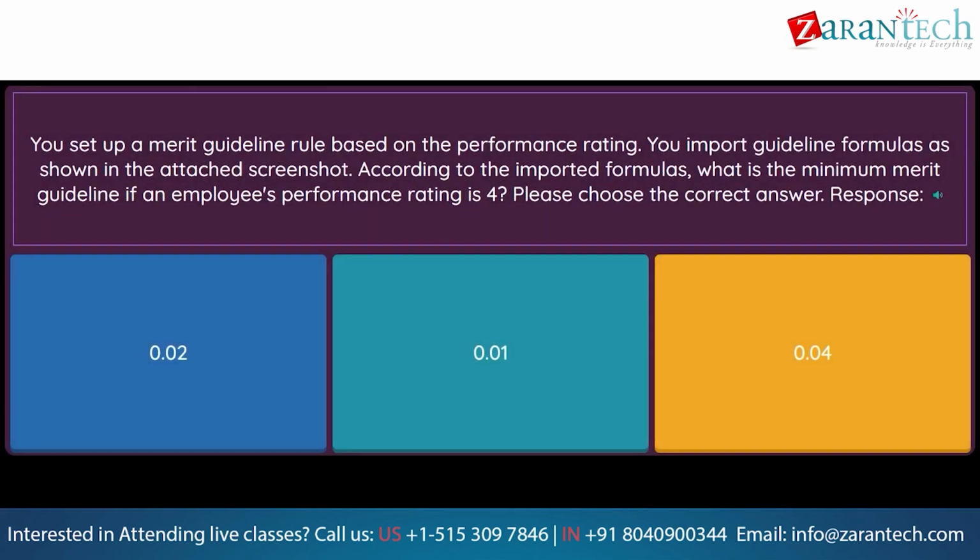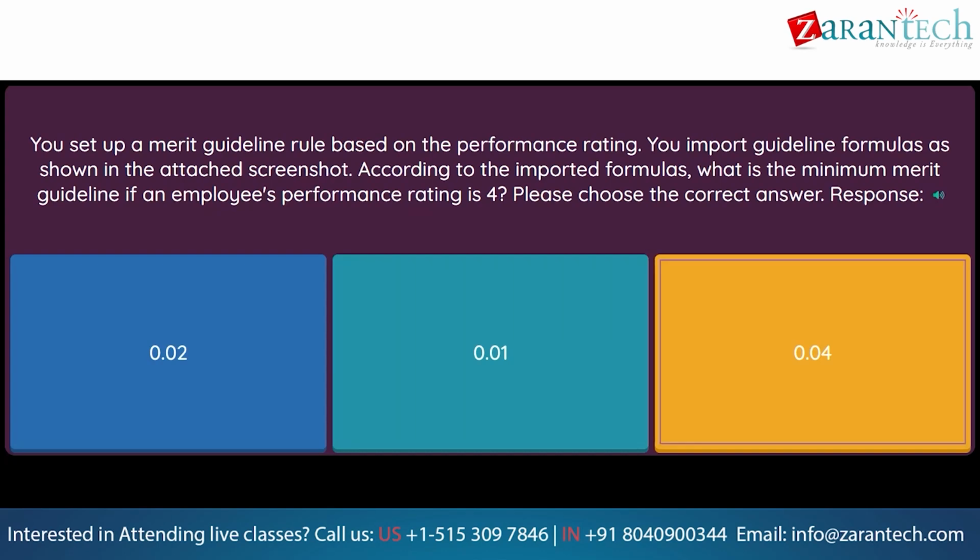Question: You set up a merit guideline rule based on the performance rating. You import guideline formulas as shown in the attached screenshot. According to the imported formulas, what is the minimum merit guideline if an employee #39's performance rating is 4? Please choose the correct answer. Response. Option 1, 0.02. Option 2, 0.01. Option 3, 0.04.